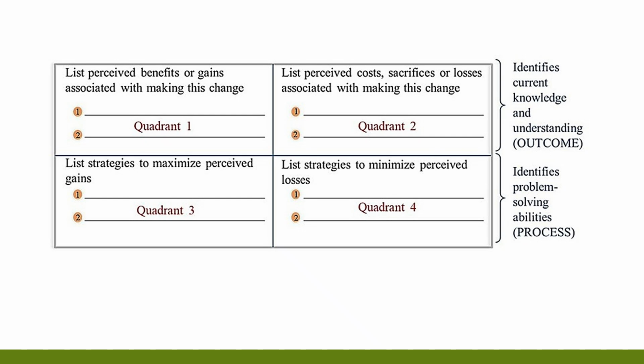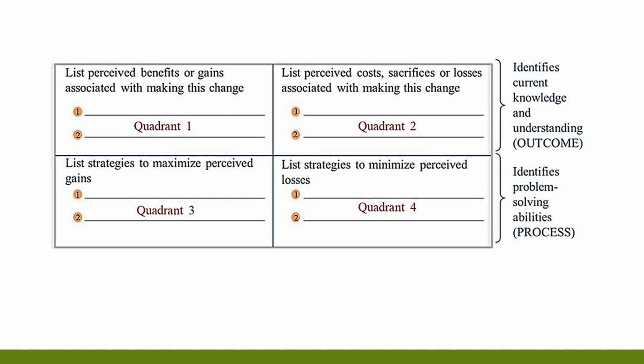So the easiest thing to do is either on a piece of paper or using some sort of digital device, create 4 quadrants like you see right there. And you can label them quadrant 1, 2, 3, and 4, right? Now what you're going to first do is identify in quadrants 1 and 2, what are the benefits that you might get associated with this change, and what are the sacrifices or the cost that's going to come with it.